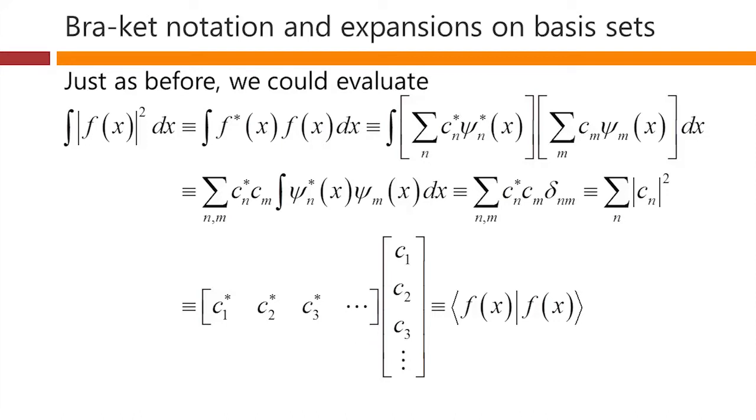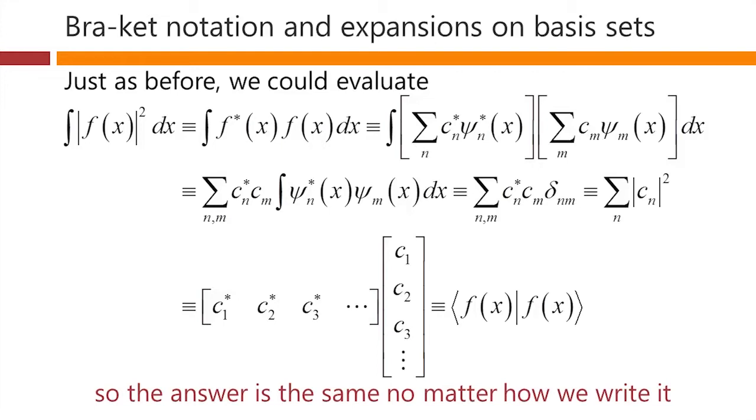It doesn't matter which way we wrote the ket and the bra vectors, whether in this representation or the other representation with the values of the functions in it. The inner product of the function with itself is just the same number. So though we've changed the representation, we've not changed the answer to this particular inner product of f with itself. The answer is the same no matter how we write it.